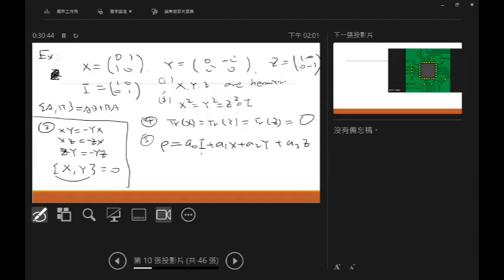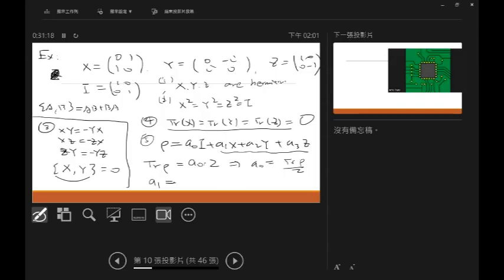My question is: how do you get the expression for A0? You could say, I just write down everything and solve the linear equations. But you don't need to do this. Remember that the traces of these are all 0, so I can take the trace of both sides. The trace of rho is just A0 times 2, and all the others are traceless, so A0 is the trace of rho divided by 2.